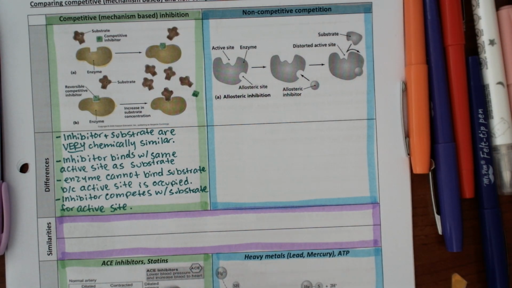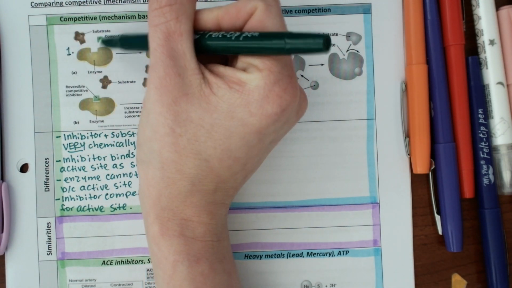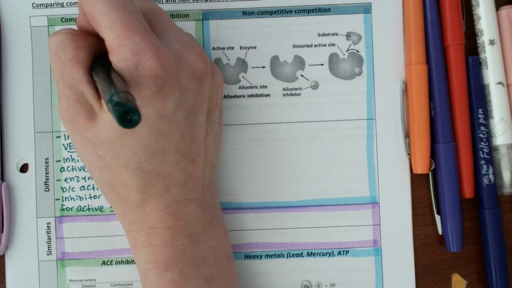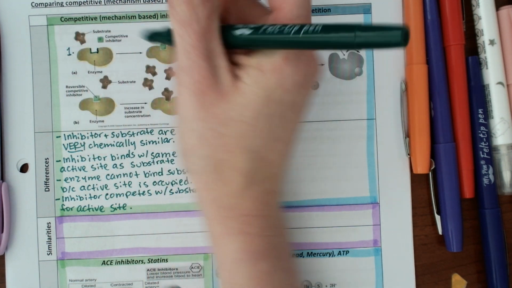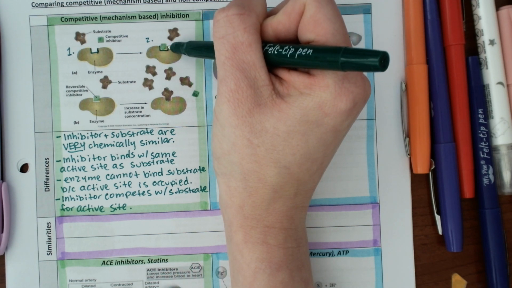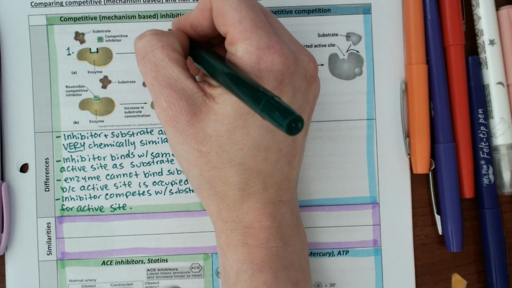And so step 1, you see here, your competitive inhibitor and your substrate, they both compete for this active site on your enzyme. There's your little active site. Step 2, your inhibitor binds at that active site, and therefore your substrate can't bind. It's very sad.